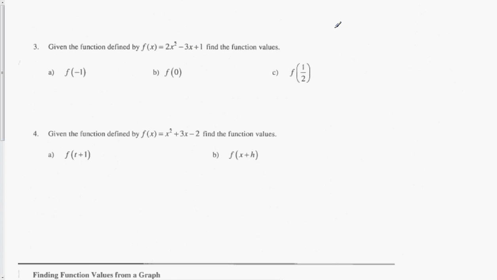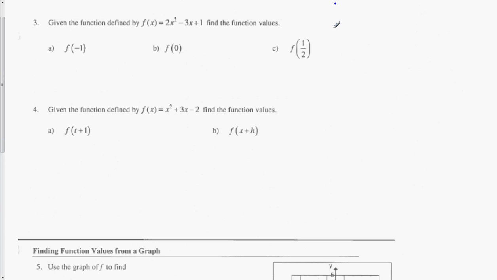Here I've got an f of x at the top, 2x squared minus 3x plus 1. And I'm asking you in the A part to find f of negative 1. So that means I want you to put in a negative 1 wherever there's an x, and then we're going to use order of operations to work it out. So f of negative 1 equals 2 times negative 1 squared minus 3 times negative 1 plus 1. And then we're just going to work it out.